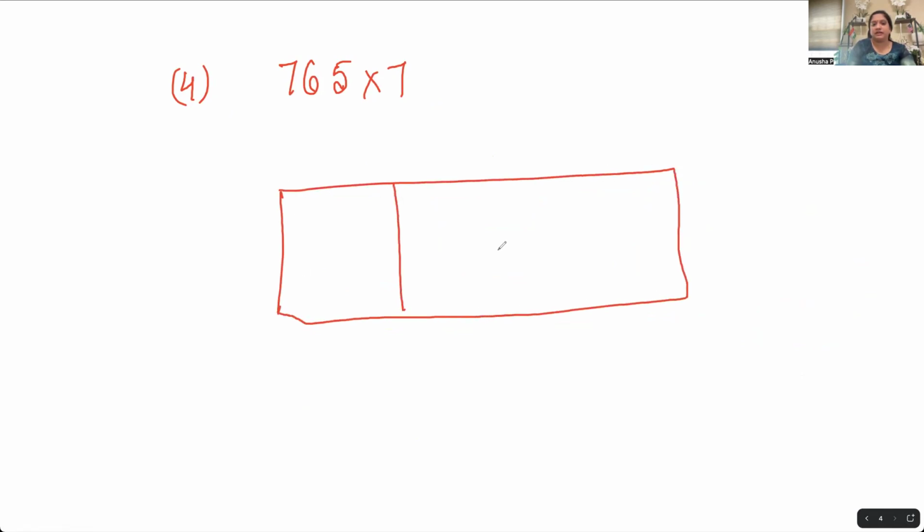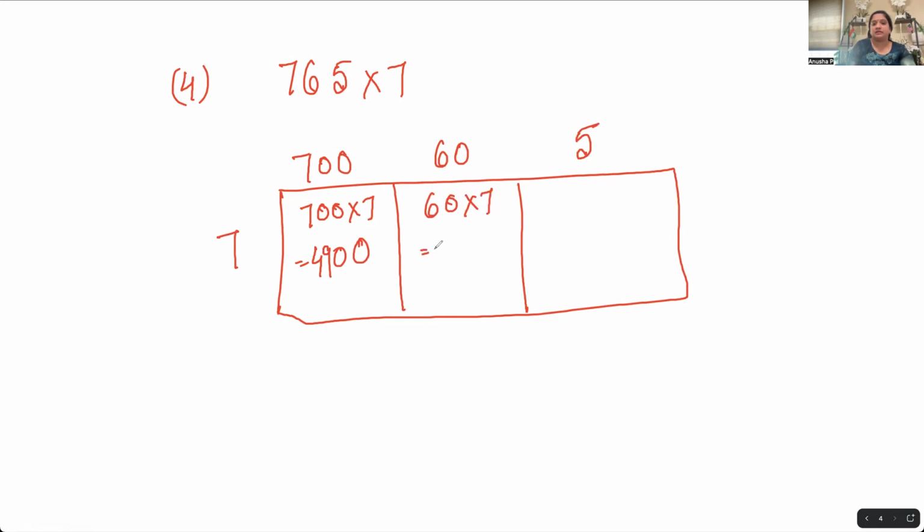765, we will write it as 700, 60 and then 5 because you're multiplying it by 7. So 700 times 7. 7 times 0 is 0. 7 times 0 is 0. 7 times 7 is 49. Now 60 times 7. 7 times 0 is 0. 7 times 6 is 42. 5 times 7. Okay, because the third box has 5 and 7, which is 35.